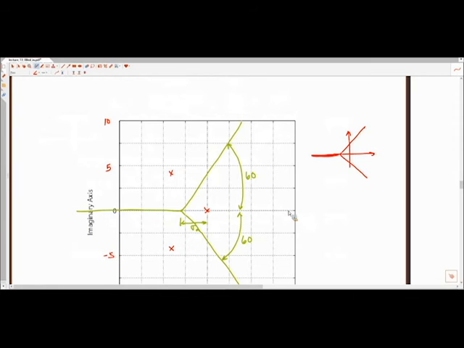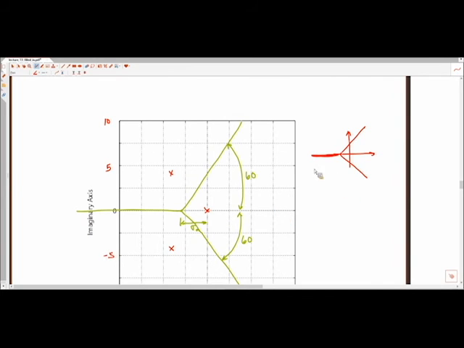Okay, so on the real axis, the root locus is to the left of an odd number of poles and zeros. If I take, say, a test point here on the real axis, and I say, all right, how many poles and zeros am I to the left of? Well, there are no poles or zeros to the right of me, so that's 0, right? I'm to the left of 0 poles and zeros. That's an even number. So the root locus does not exist here.